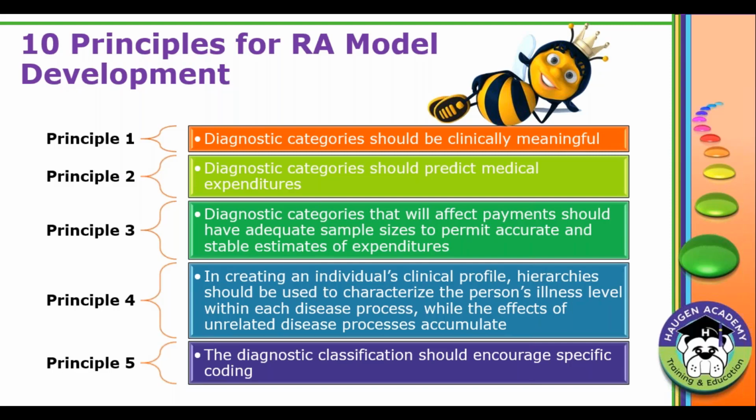And so this relates to the ICD-10 codes, and that they need to be reasonably well specified, and you won't find very many non-specific or unspecified codes in the risk adjustment model. And this is one of the reasons why we're pushing documentation improvement so heavily, is making sure that we're not reporting a lot of unspecified diagnosis codes, because that is not going to help the physician get reimbursed for the care that he provides. Principle number 2 is that the diagnostic categories should predict the medical expenditures.